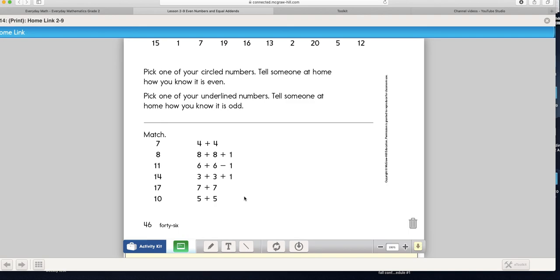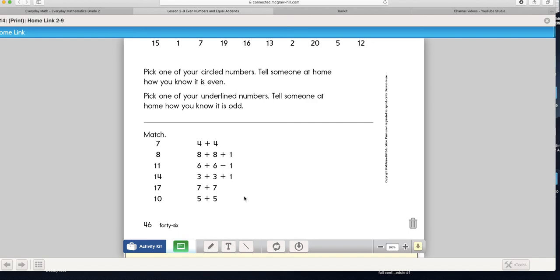Very good. Okay, I'm going to come around with the green basket and collect the paper. Go ahead and stick the paper in the basket. Thank you very much.